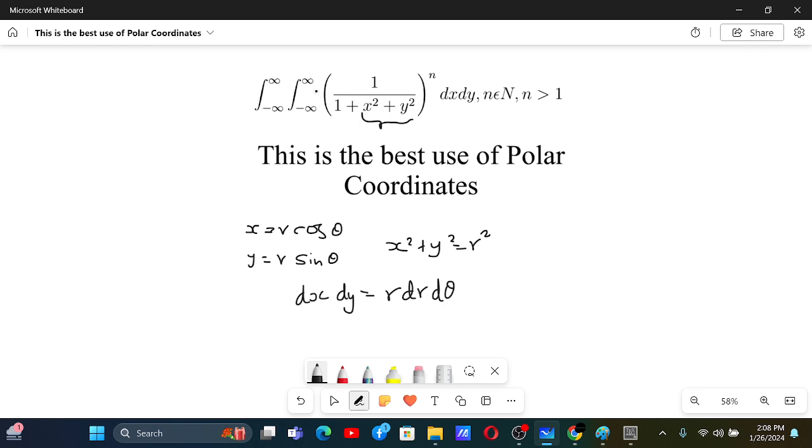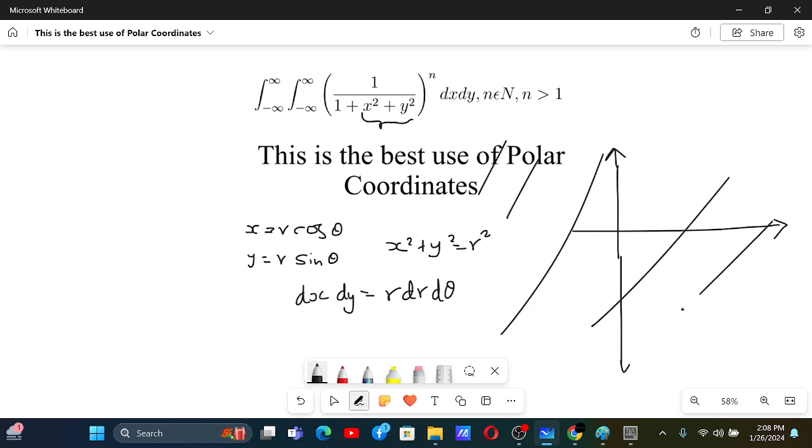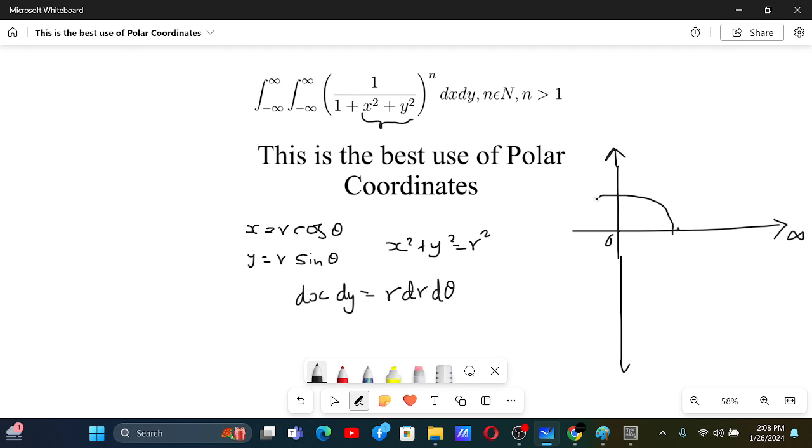And now regarding limits, over here x and y are going from minus infinity to infinity. So basically x is going from minus infinity to infinity, y is also from minus infinity to infinity. So basically all of our Cartesian plane is covered, yeah. And to cover the same area using polar coordinates, we need to have r going from 0 to infinity, yeah. And for every dr, our theta should go from 0 to 2 pi.